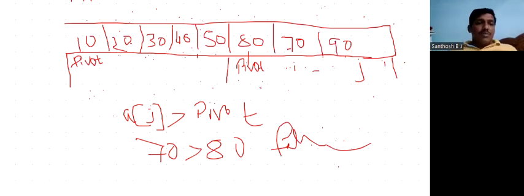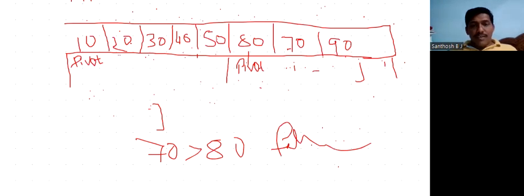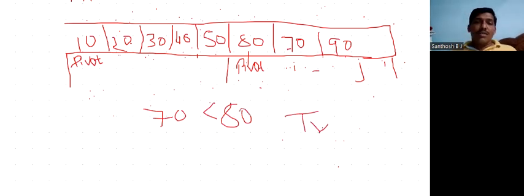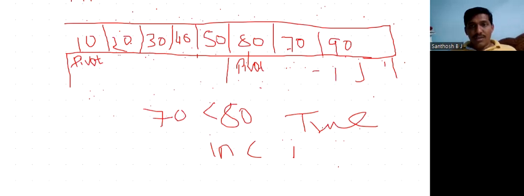So once again, same step. What is the step? A of I is less than the pivot value. After swapping, A of I is compared with the pivot. A of I value is now 70, and it is less than 80. Yes, the condition is true. If the condition is true, what is that process? Increment I. So we move I to this place. Correct, perfectly we finish.